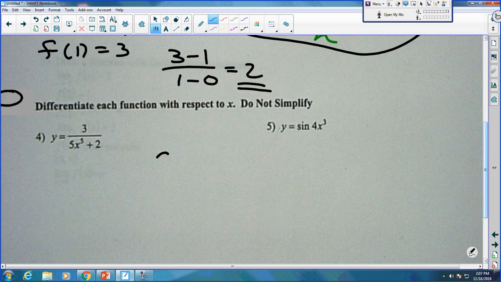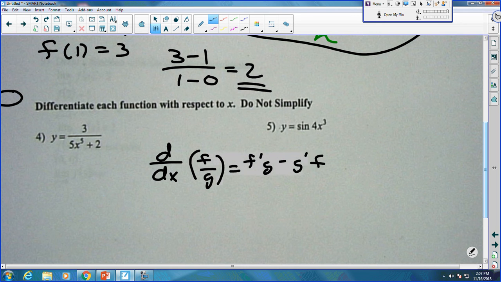Everyone, we have memorized that the derivative of f over g is f prime g minus g prime f, all over g squared. All right. I know that the derivative of 3 is 0. Everybody with me? So when I do y prime, I go 0 times g, because f prime is 0. I didn't even rewrite 5x to the 5th plus 2. Minus.